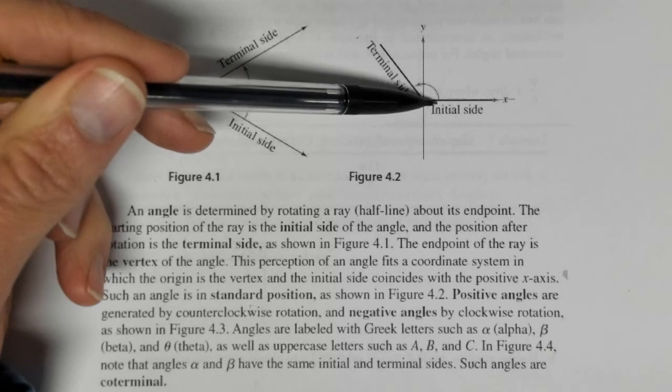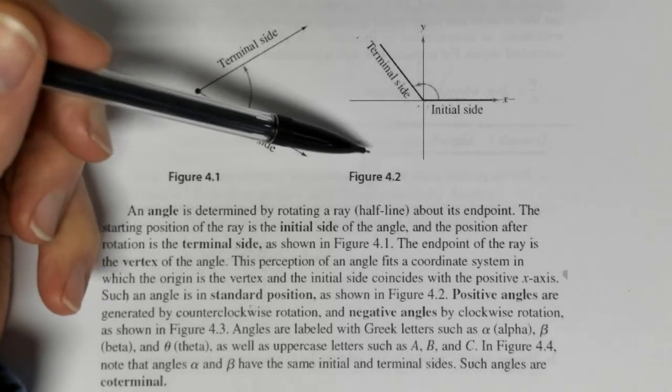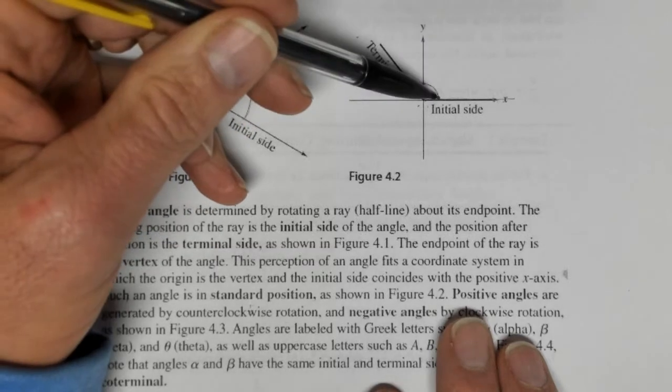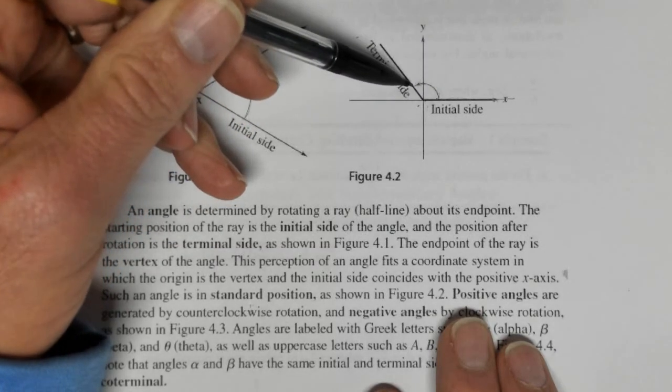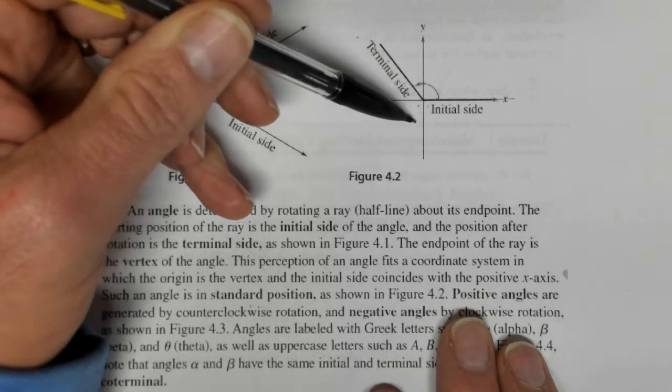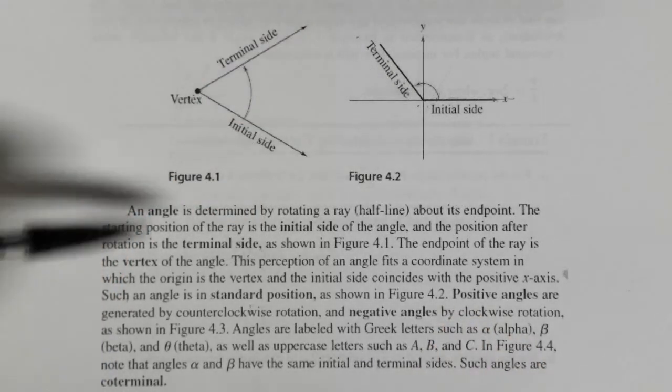All right. Also, positive angles are generated by a clockwise or counterclockwise rotation, and negative angles are generated by a clockwise rotation. So I kind of got that backwards. Let me make sure I say that again. Okay, so positive angles are a counterclockwise rotation, and negative angles are a clockwise rotation. All right, so keep that in mind.